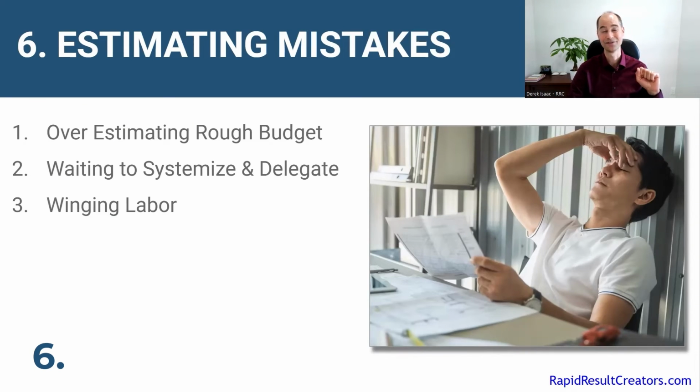Winging labor, another quick way to lose money. You may be really good at knowing, okay, this kitchen remodel is going to take the carpenters 20 hours to install cabinets or 10 hours to do the demo, whatever it may be. Really think it through because it's very easy to wing labor and then often go over because you forgot something or didn't think it through.